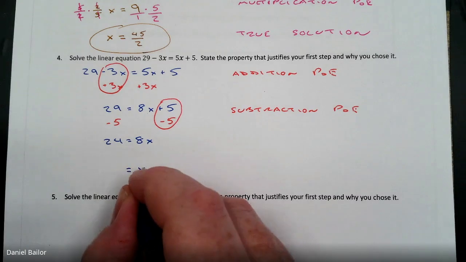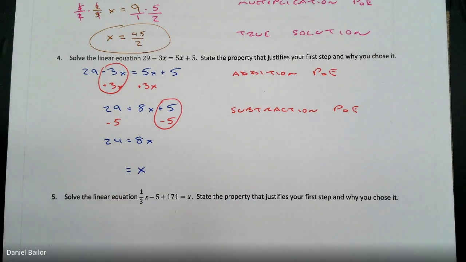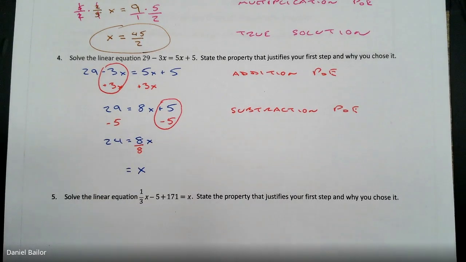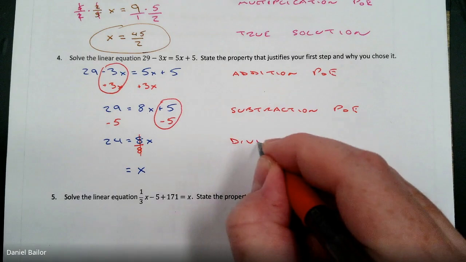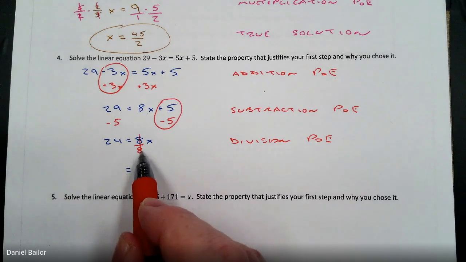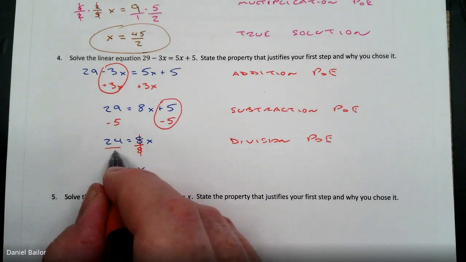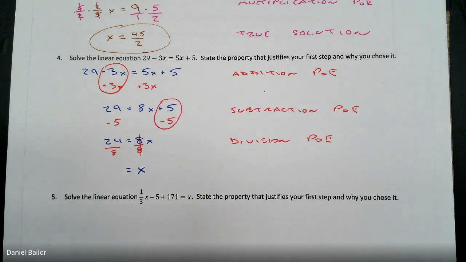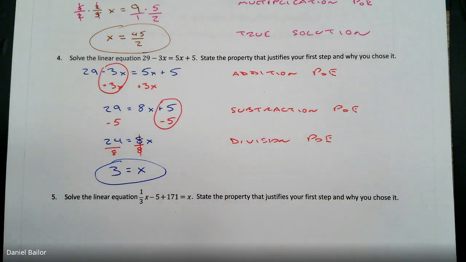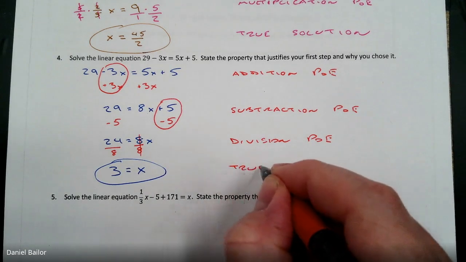But remember, I want to get x all by itself. Now I have 8 times x. I really just want 1 times x. So how do I turn 8 into a 1? I do 8 divided by 8. That makes a 1. But I need to follow the division property of equality. If I divide this side by 8, to stay equal, I need to do that side divided by 8. And 24 divided by 8 is 3. So x equals 3. That is our true solution.